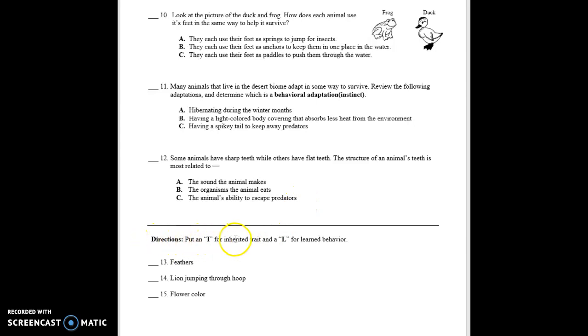Directions. Put an I for an inherited trait and an L for learned behavior. Number 13. Feathers. Number 14. Lion jumping through hoop. Number 15. Flower color.